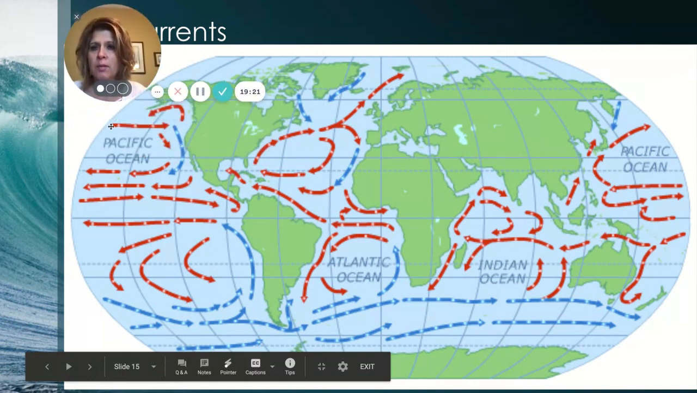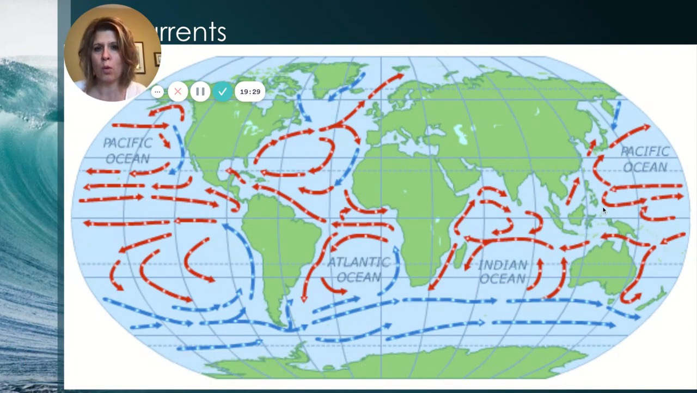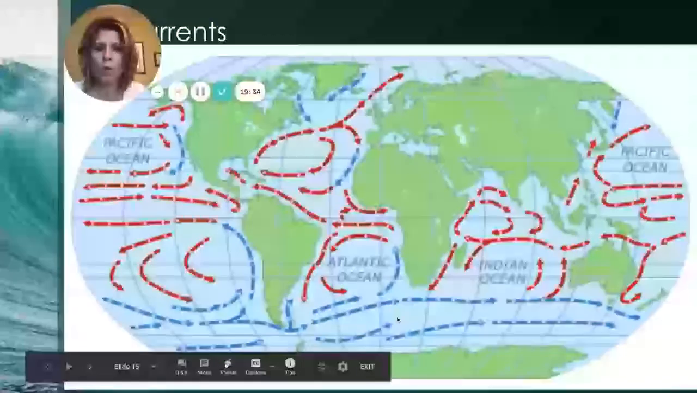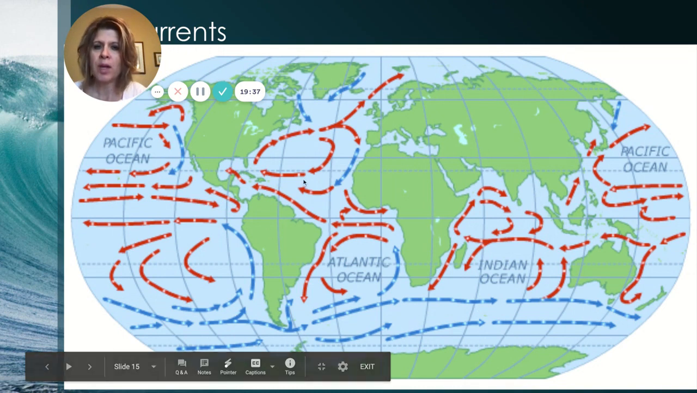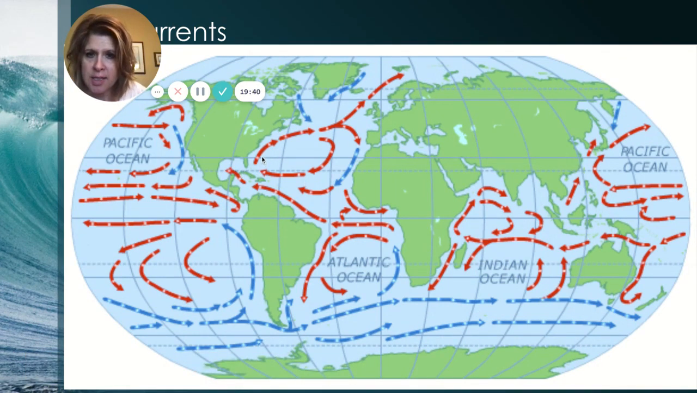Here is a diagram of currents. If you notice here, the currents that are red indicate warm water currents, and the ones in blue are cold water or deep water currents. Now, if you look at this current here, this is the most famous one for us on the east coast of the United States. The warm water comes out of the Gulf of Mexico around by Florida and heads north toward England, Scotland, and Ireland, what we call the United Kingdom.